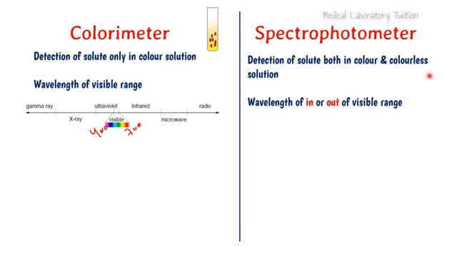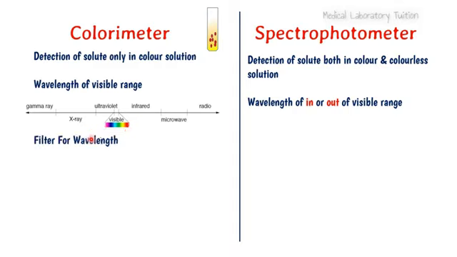While in the spectrophotometer we can also detect solute in a colorless solution. For that we have to go above and below this visible range. That's why in the spectrophotometer we use ultraviolet or infrared wavelengths. Here in the spectrophotometer we use wavelengths in or out of the visible range; it may be more than 700 or less than 400 nanometers.